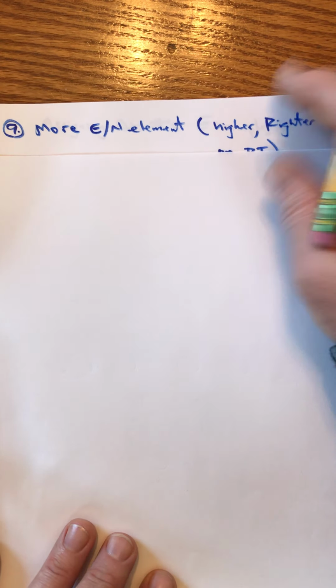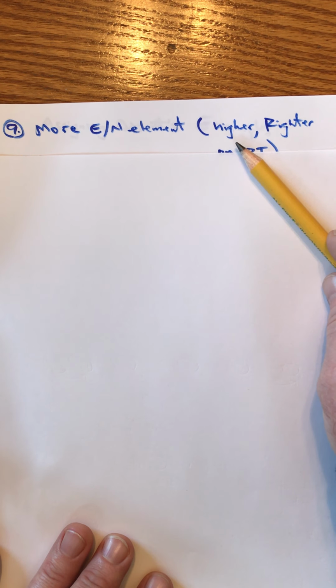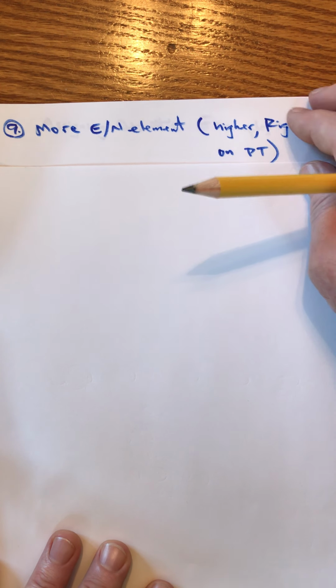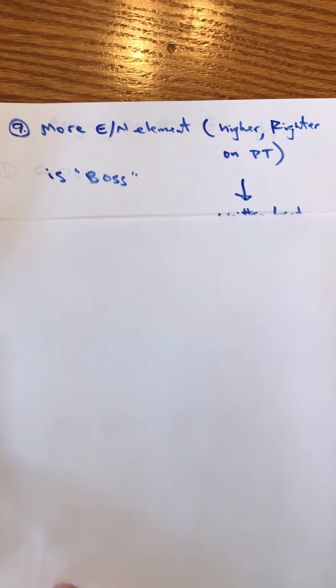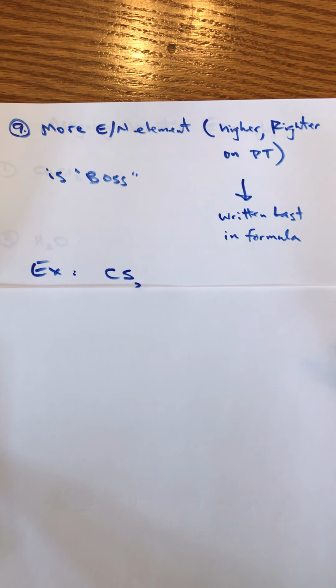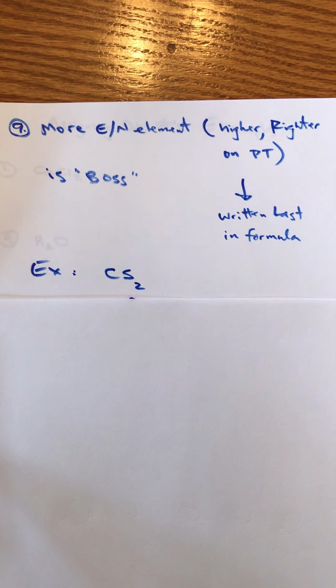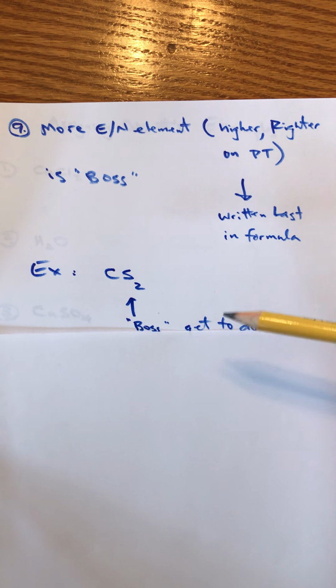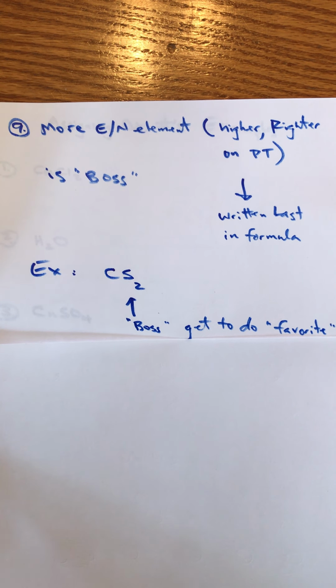All right. Sometimes you're left with choices. Well, the more electronegative element, the more nonmetallic element, the one that's higher on the periodic table or more off to the right, that's the boss. They get to do their favorite thing. They're more electronegative. So the ones that are written last in the compounds in the formula. So if I have, for example, carbon with sulfur, well, sulfur is more nonmetallic than carbon, so it's written last. Sulfur is the boss here. It gets to do its favorite oxidation state.